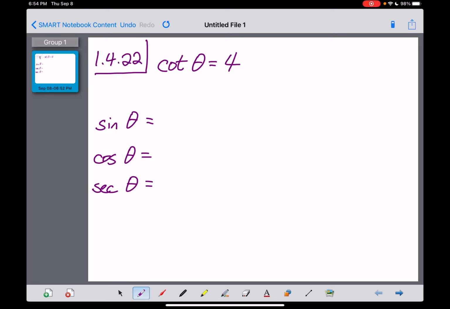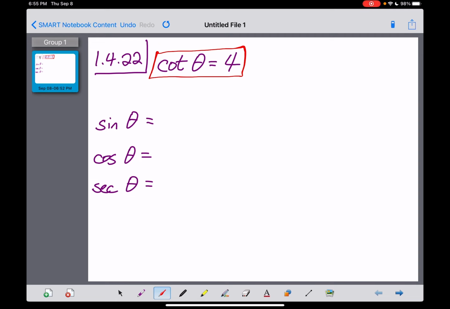All right, everybody, let's take a look at section 1.4, problem number 22. In this problem, they gave you one piece of information about an angle theta, and that's that its cotangent value is equal to 4. And they wanted us to come up with 3 additional pieces of information: sine of theta, cosine of theta, and secant of theta.